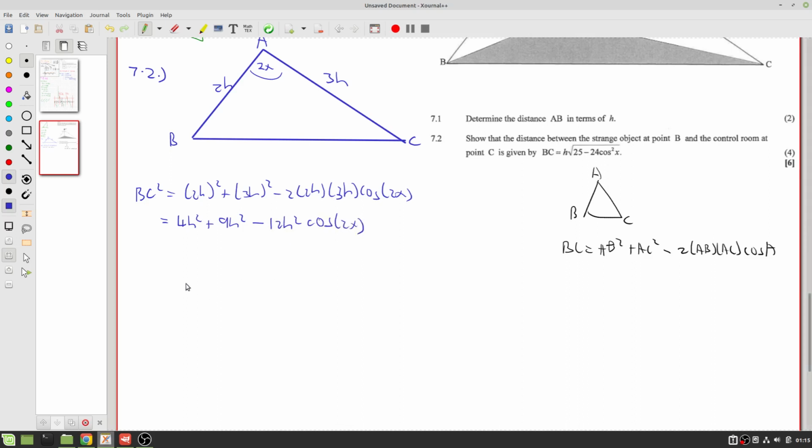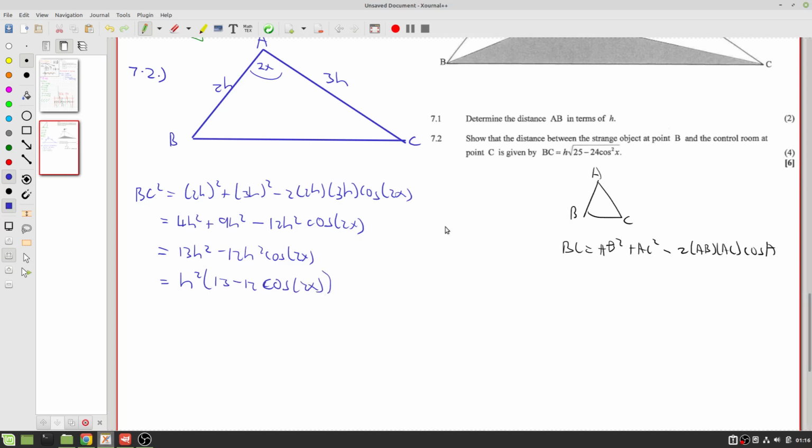Okay, now let's see if we can simplify some more. 4h squared plus 9h squared is 13h squared, minus 12h squared cos of 2x. So a couple of things we can do next. I think I'm going to factor out the h squared first. So we can take an h squared as a common factor. What's left is 13 minus 12 times cos of 2x.